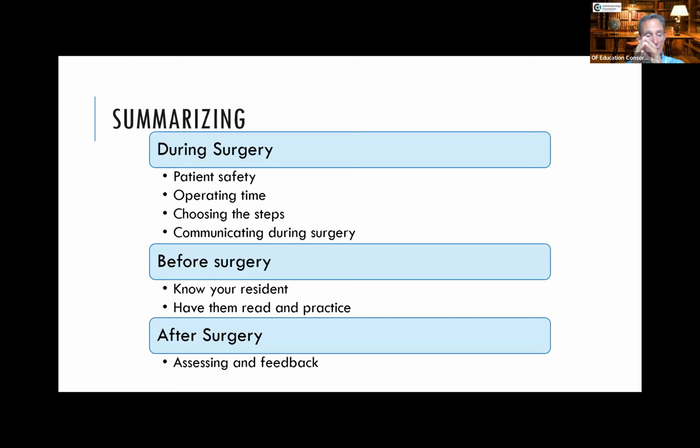And before the surgery, make sure you know your resident. If he comes to you and you do not know him well, use that time while scrubbing to talk about who he is, where he is, and what the difficulties are, and make sure they have practiced and are able to do the steps they're going to do in the surgery in the wet lab. It is very important not only to send residents to the wet lab, but to keep track of what they're doing, how they're doing it, and how good they are.